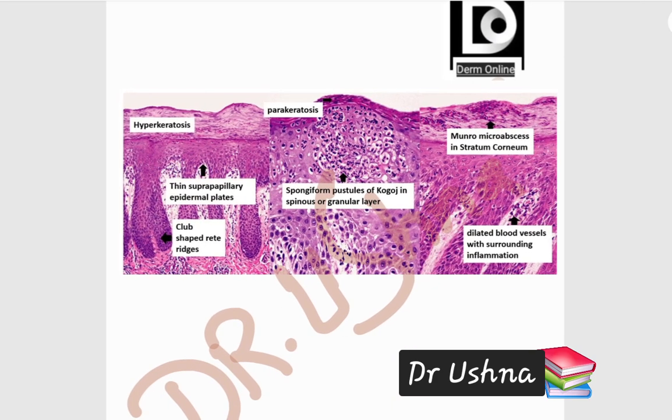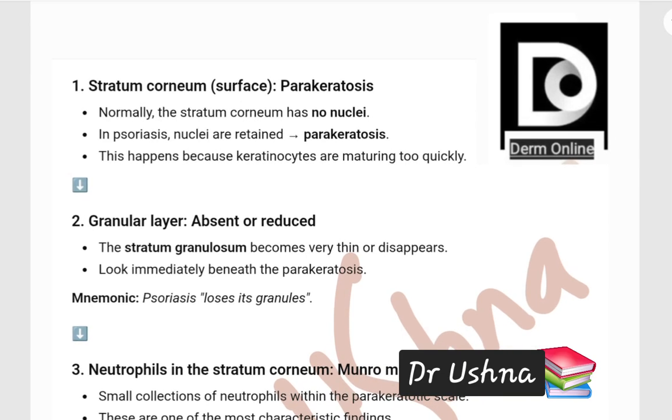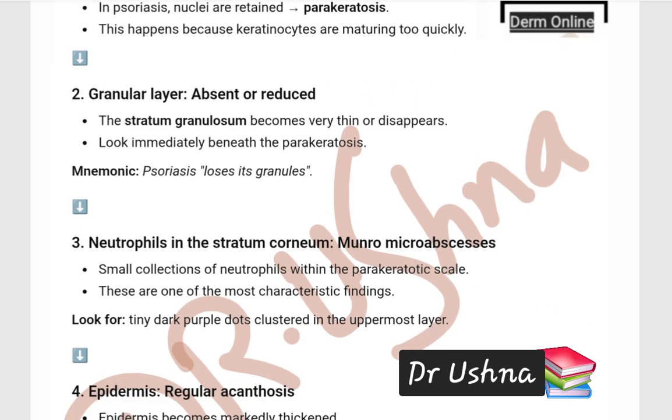So if you put all the things together again as a revision, what you are going to have in your psoriasis histopathology, first of all, see at the stratum corneum, you are going to have parakeratosis. Parakeratosis means you are going to have retained nuclei, which are not normally in the stratum corneum. This happens because the keratinocytes are moving too quickly. Next important thing, you are not able to see the granular layer. Either you have a very thin granular layer, or you are not able to see it at all. So this is very important, loss of granular layer.